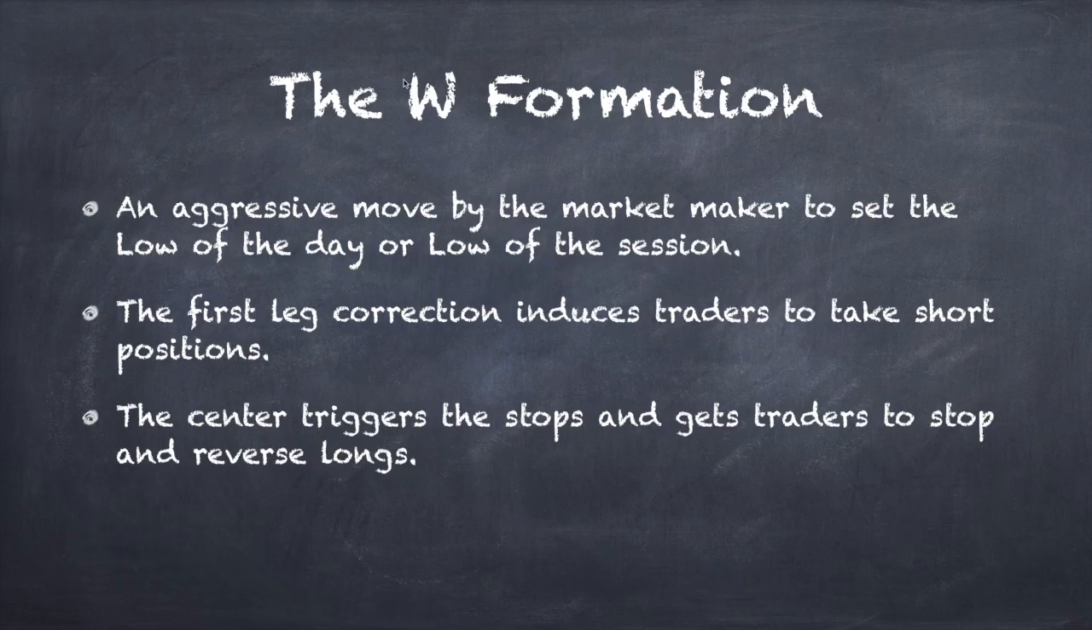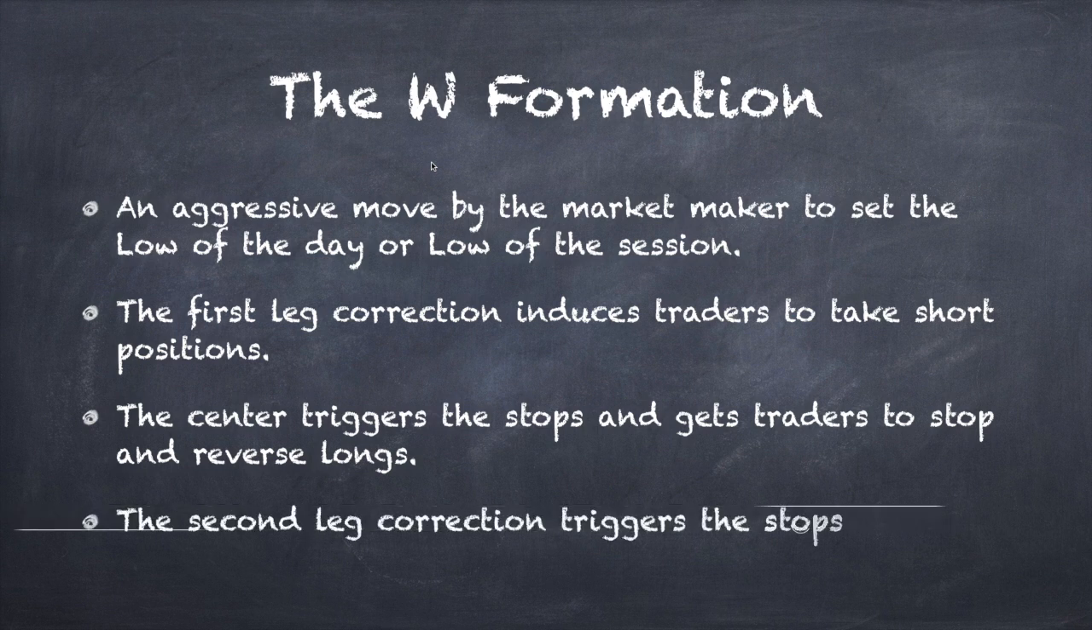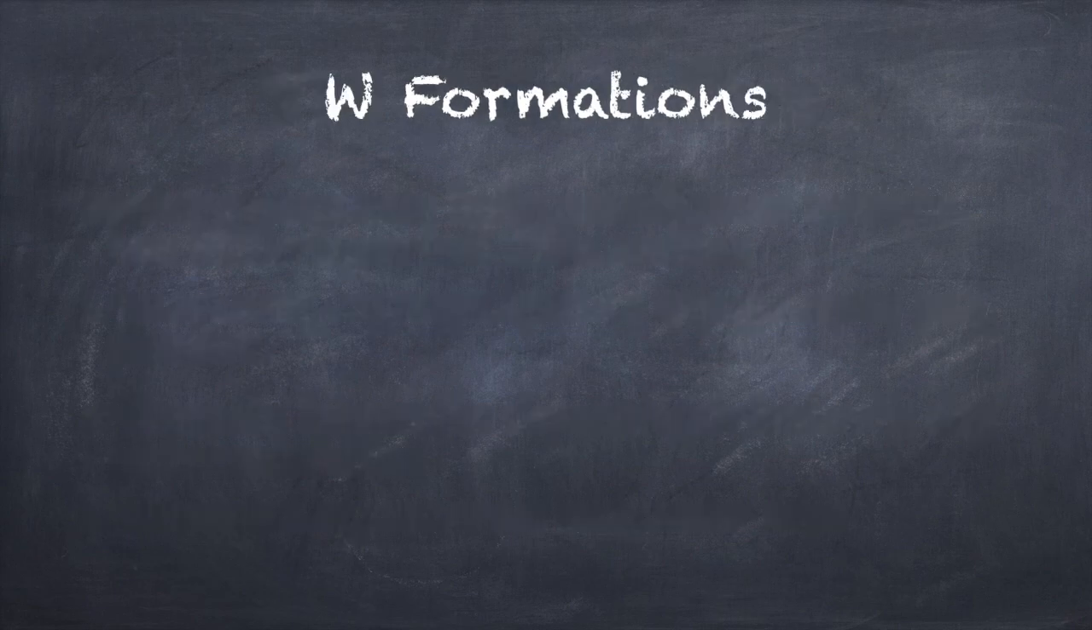So the first leg right here initially gets traders to go short, right? And then the second part here, the middle part here, automatically takes traders out that went short and now automatically gets traders to go long, right? Fear of loss, okay? And then when we get to the second leg, what happens? The second leg correction triggers the stops of the people that just went long. Ridiculous.